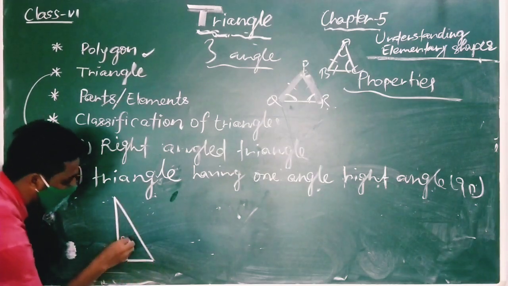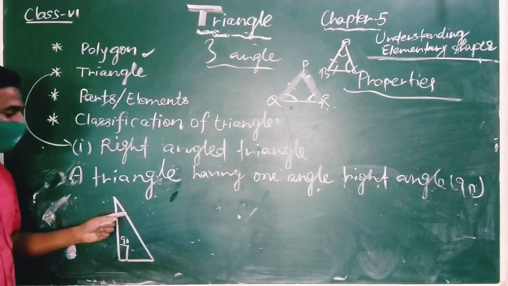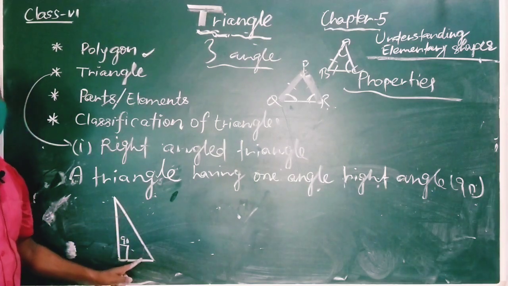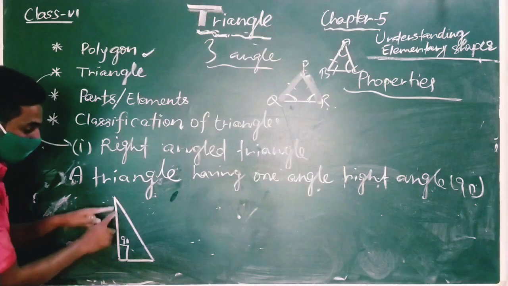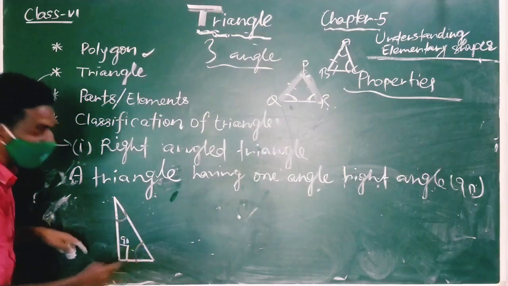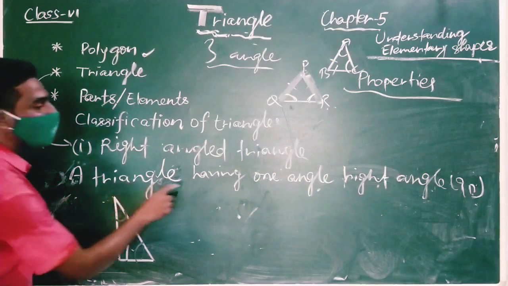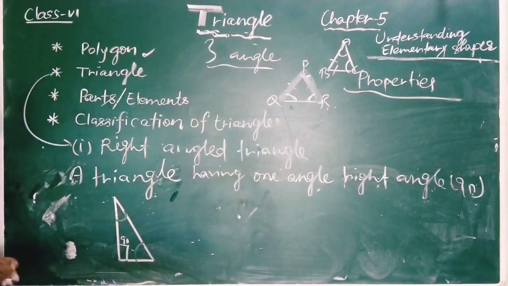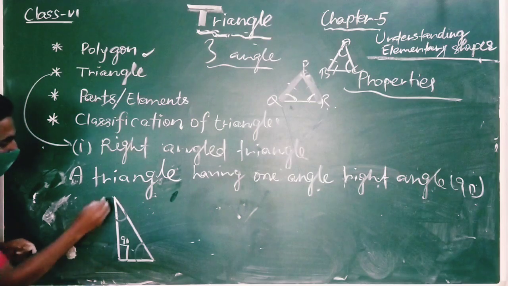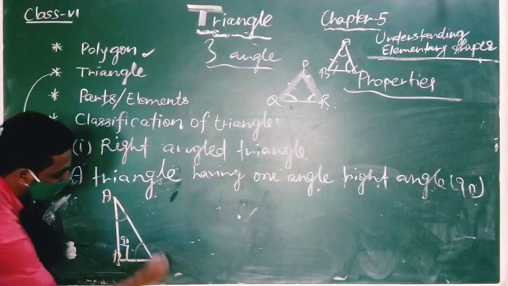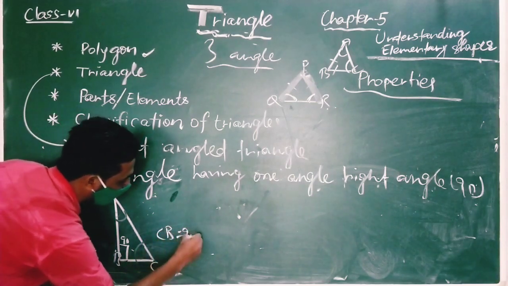Here 90 degree it is there. It does not matter what are the measure of these two. But this is important. The sum should not be greater than 180 degrees. That you have to keep in your mind. So a triangle having one angle right angle is called right angle triangle. So here this ABC is right angle where angle B is 90 degree.